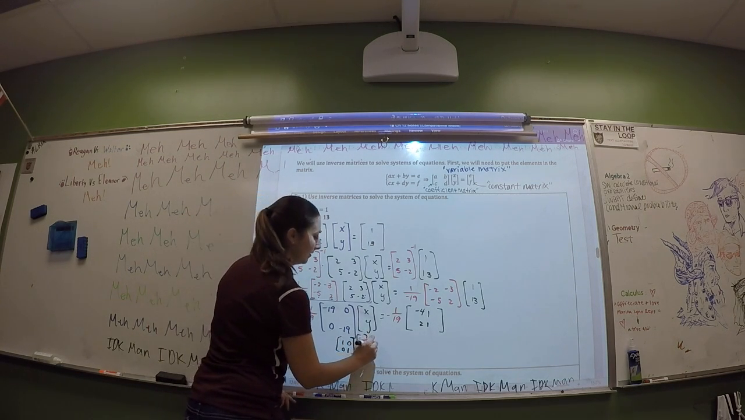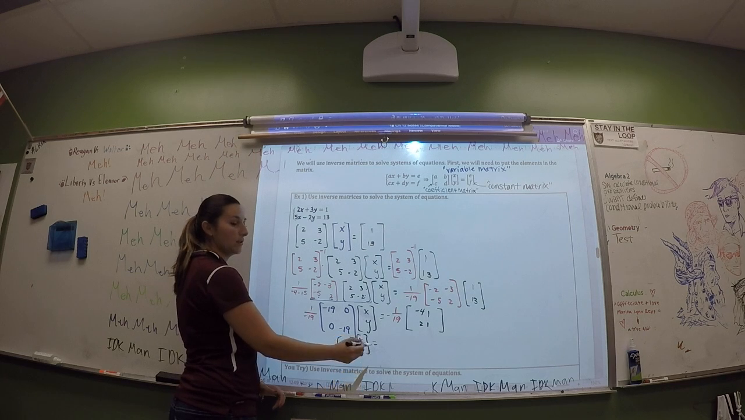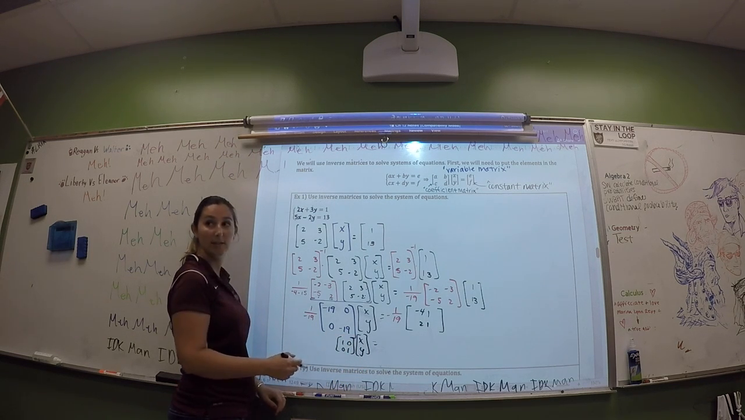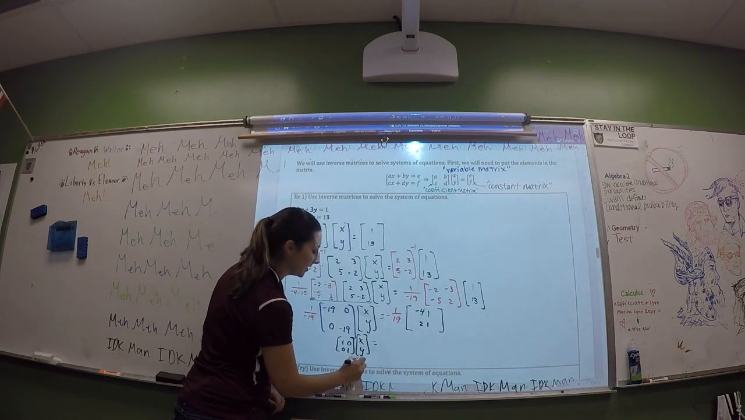This is the longest problem we've ever done. Now, what's 1, 0, 0, 1 times x, y? It's x, y, because it's the identity matrix.